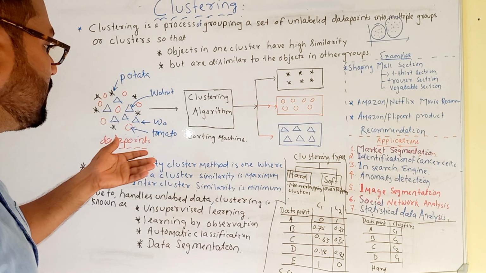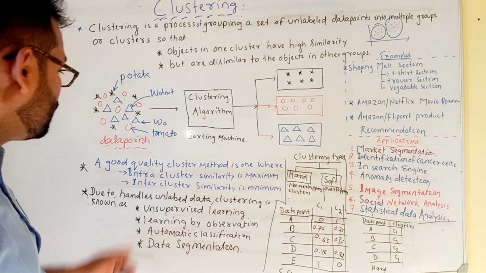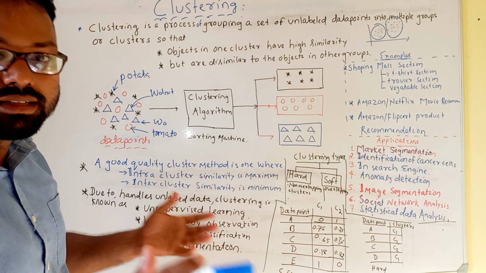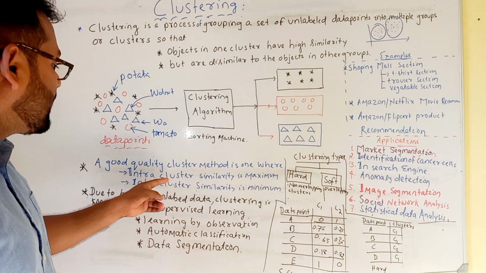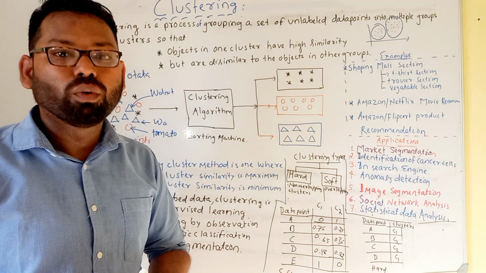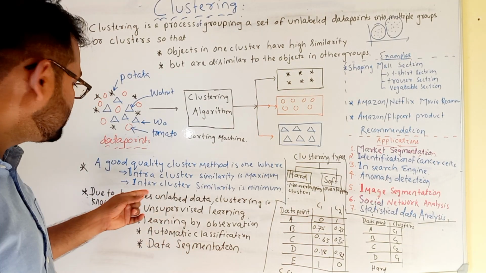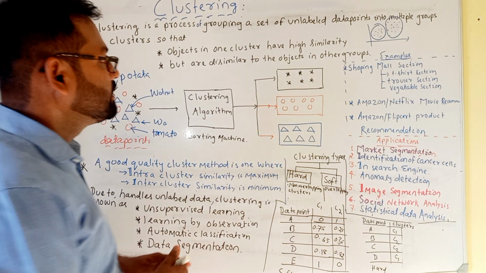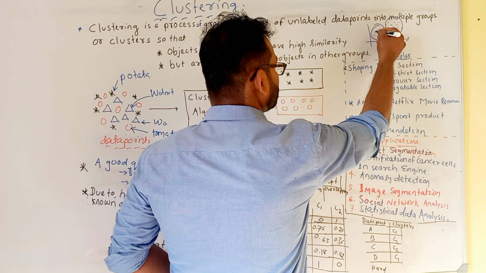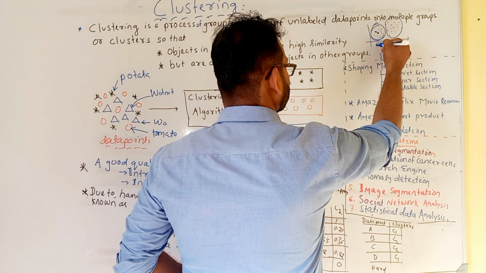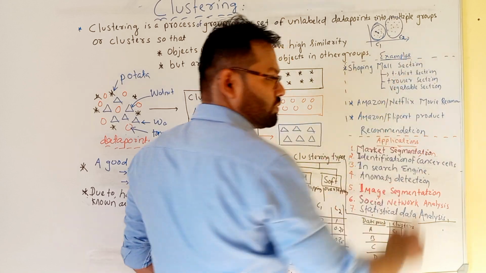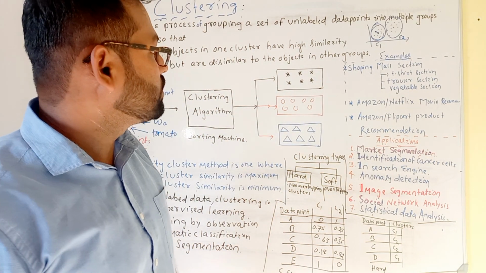After that, clustering has some properties of a good quality cluster. How can we say that a cluster is good? A cluster is said to be good if intra-cluster similarity is maximum. What is intra-cluster similarity and what is inter-cluster similarity? See, this is a group, cluster 1, and this is cluster 2.